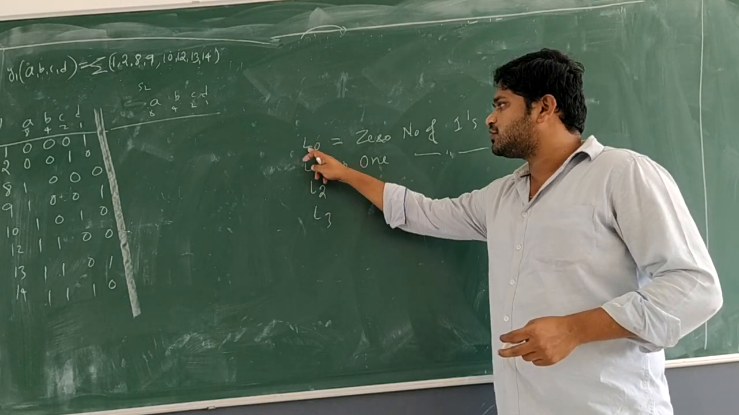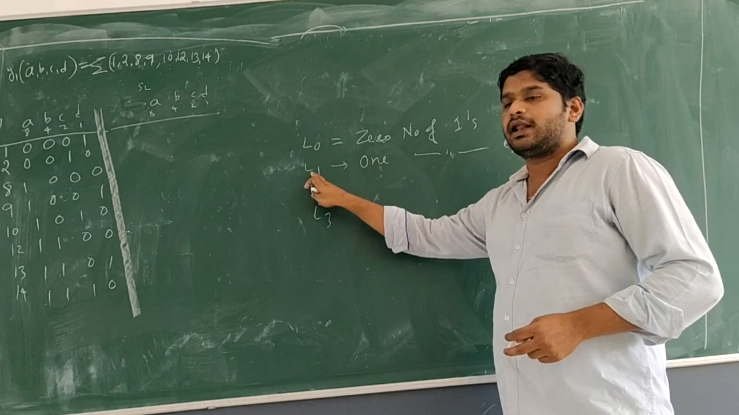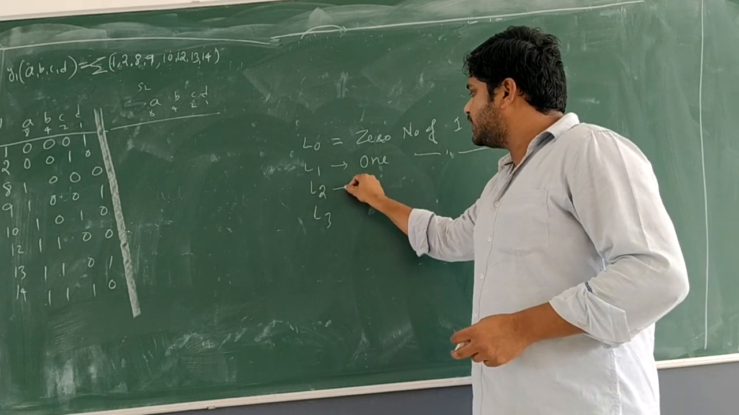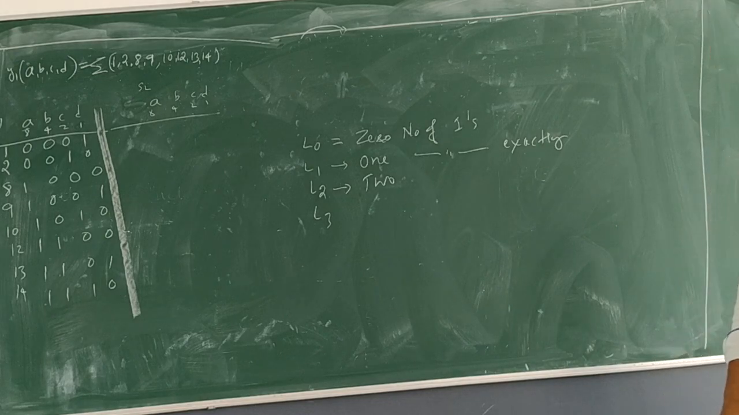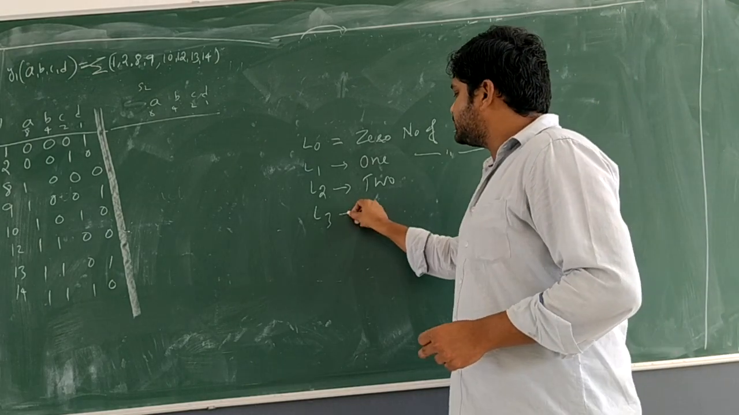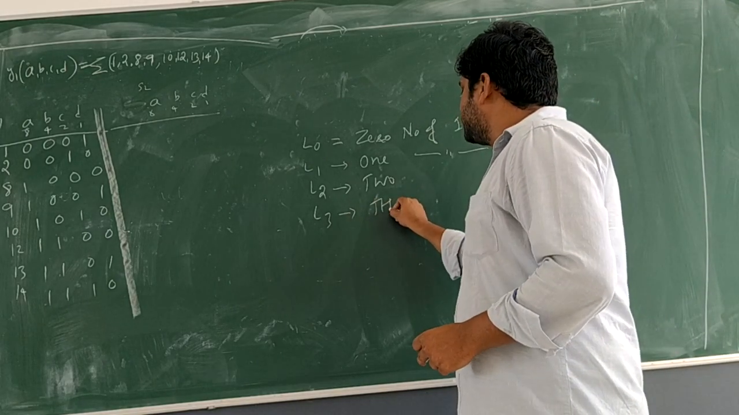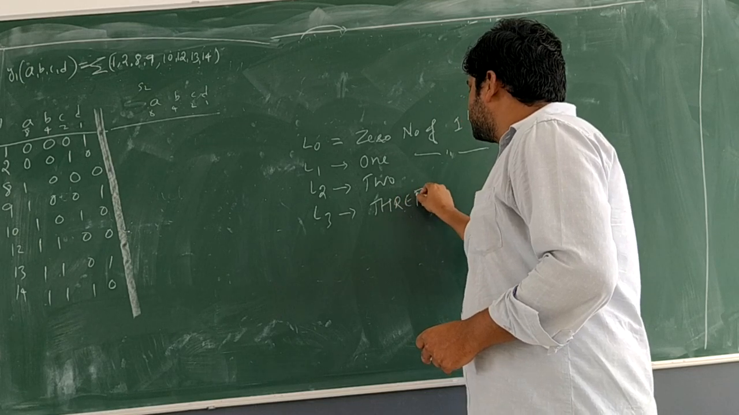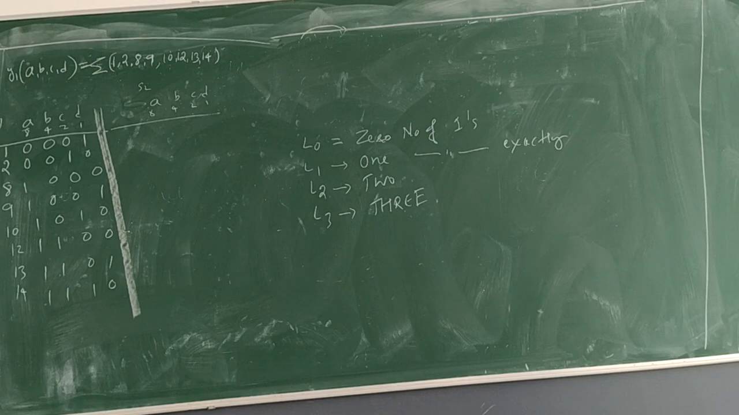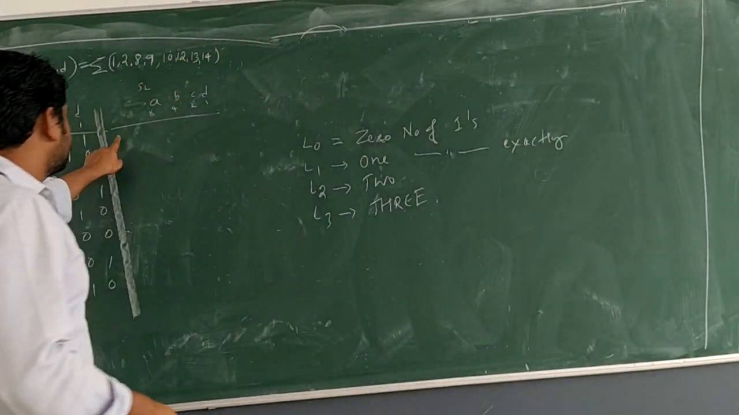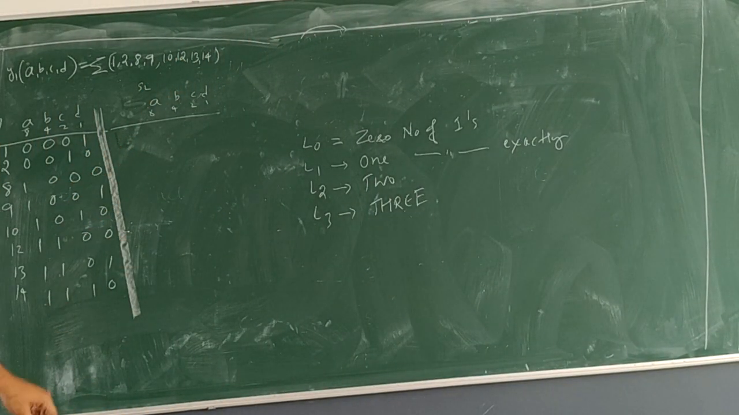0 number of ones also should not be included in L1. What is the definition for L2? Exactly 2 number of ones. L3 is exactly 3 number of ones. Okay, so let us check whether there exists L0.